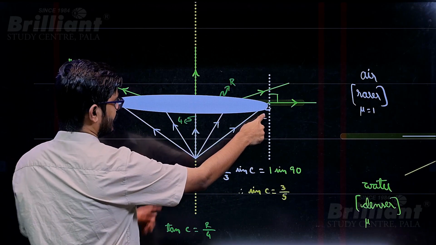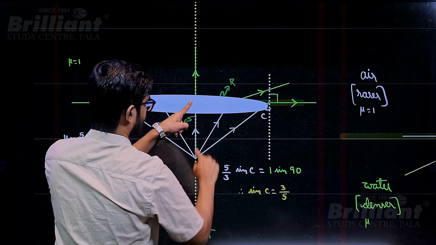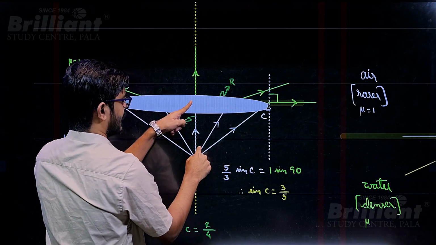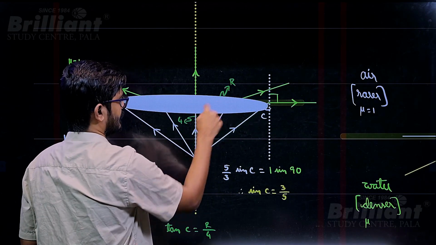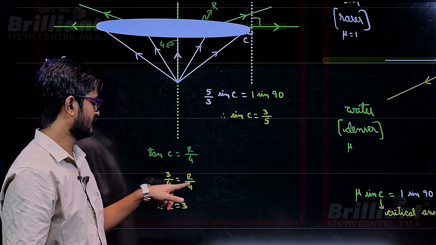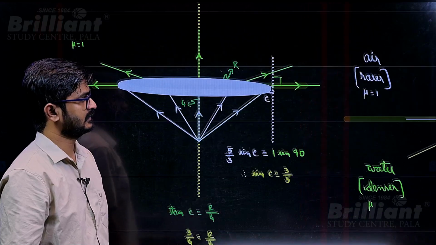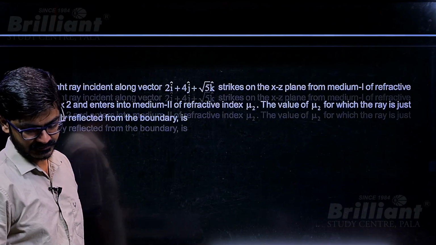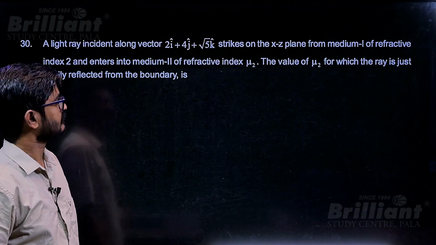So if this is the critical angle, I can take this triangle. This is also the critical angle. So tan C equals R by 4. tan 37 is 3 by 4, so R equals 3, right? Okay, we'll go with some package questions.